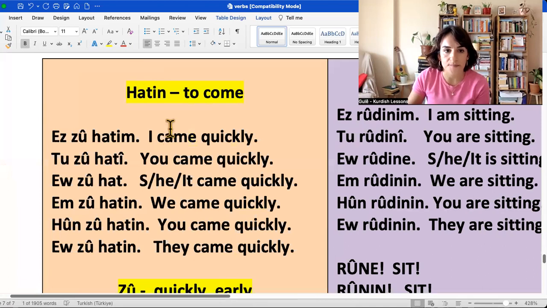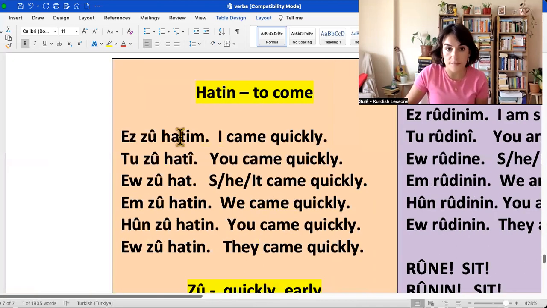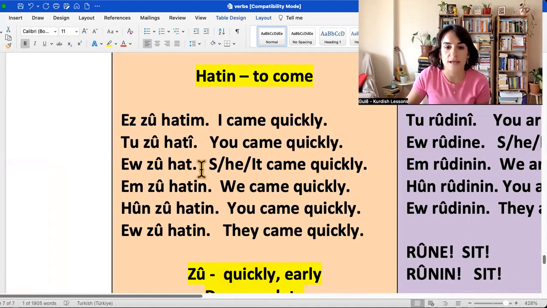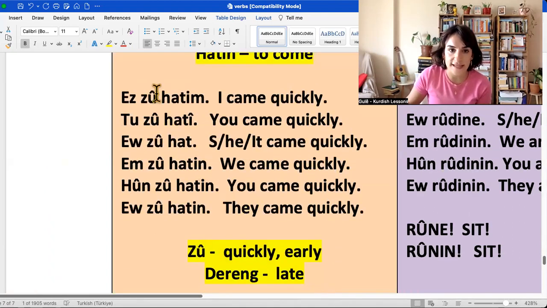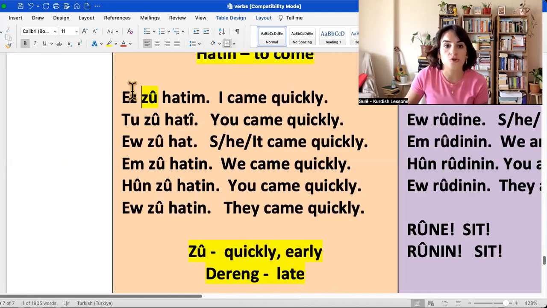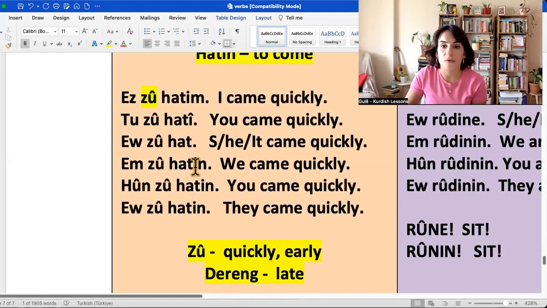So hatten, you see, you know it's to come, as hatem, to hati, or hat, and out. And zu as an adverb means quickly or early. So you can say zuhati, zuhati, or zuhat, ampon, or zuhat. Okay?